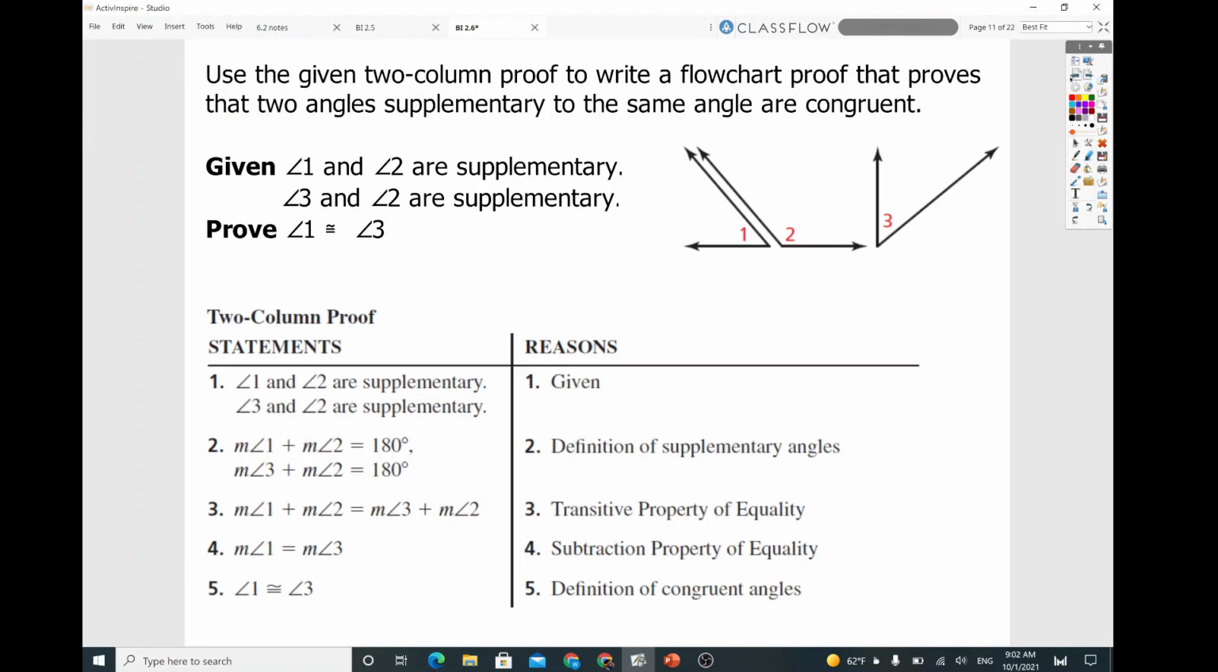Here's one of the examples. Showing that it's 180 degrees is the definition of supplementary angles. Therefore, the measure of angle 1 plus the measure of angle 2 is the same as the measure of angle 3 plus the measure of angle 2, by the transitive property of equality. Then subtract angle 2 from both sides, so we get angle 1 is the same as angle 3, by the subtraction property of equality. Therefore angle 1 is congruent to angle 3, by the definition of congruent angles.